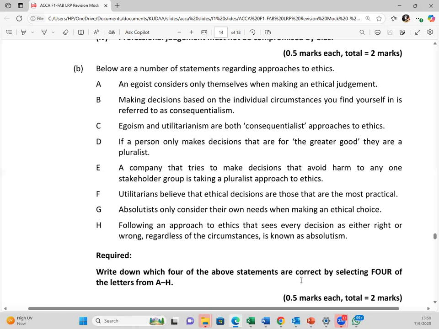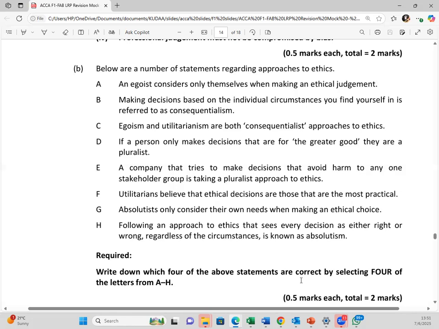So let's proceed. We have said the first one is correct. Egoism, we are saying it's right as long as the person making the decision looks at it and feels it's right. Then, making decisions based on the individual circumstance you find yourself in is referred to as consequentialism. No. Egoism and utilitarianism are both consequentialist approaches. Yes, consequentialism can be broken down into egoism and utilitarianism.